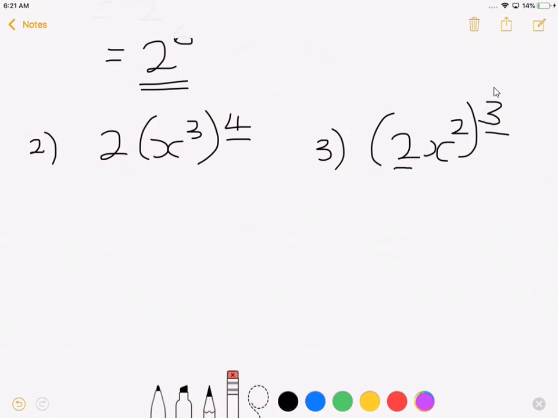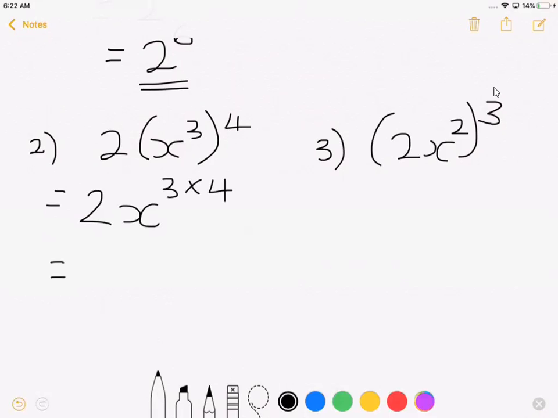So what do we do? For number 2, you bring down 2 as it is, because 4 is not affecting 2. So it means nothing is being done to 2. So you bring it down as it is. Then you go on to say x to the power of 3 times 4, because we now have a power of a power, which is equal to 2x to the power of 12.